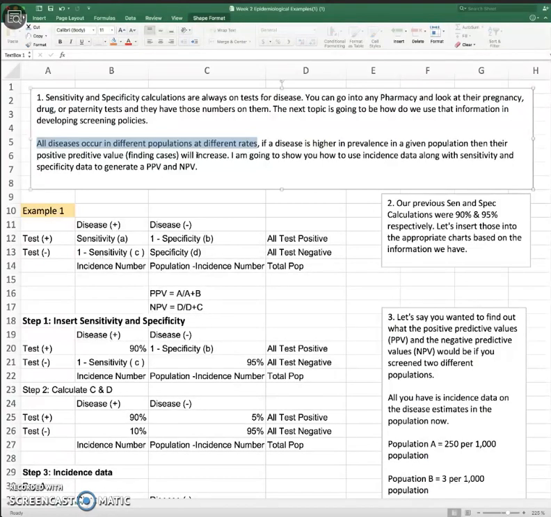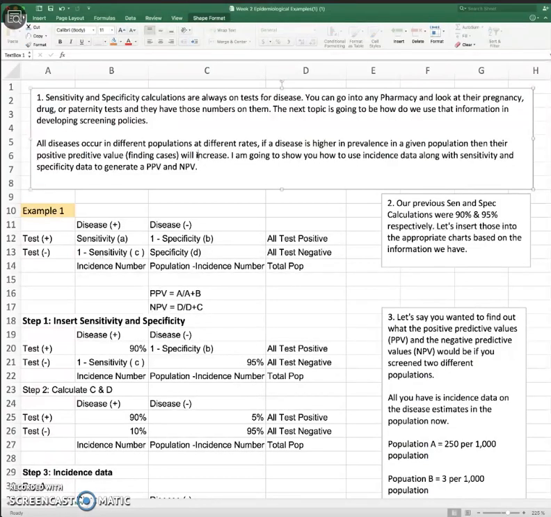So for example, let's go back to our HIV. If I am testing a random group of 1,000 men who have sex with men, or MSMs, I am going to be more likely to find HIV than if I were to test 1,000 men who are not MSMs. They are purely heterosexual.